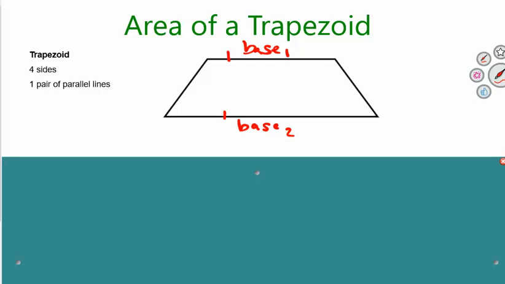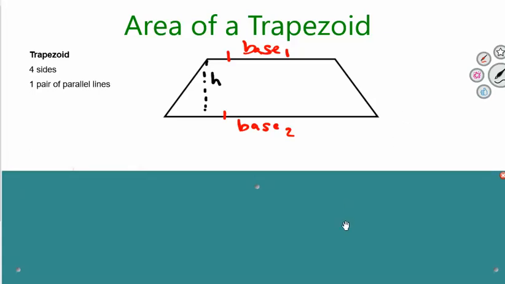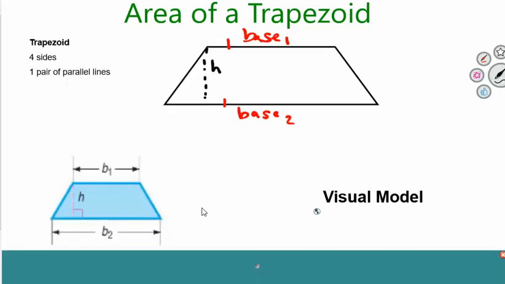The other thing I need to know is the height of the trapezoid, which again is the distance from the base to the base. So this is my height. Let me make that dotted line a little bit better. Still not good, but anyway, that's my height, okay? So those things are important to know. Here is my visual model, so that's what you need to know, okay?